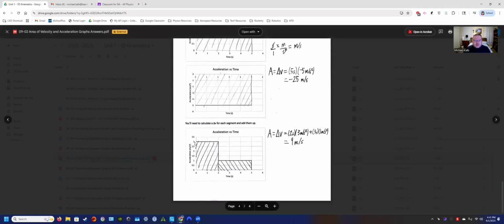And here we have an object that first accelerates at 3 meters per second squared for 2 seconds. Then its acceleration decreases and it only accelerates at 1 meter per second squared for 3 seconds. The change in velocity is just the area of these two rectangles made by drawing a line down to the time axis. So this rectangle has an area of 6, and this rectangle has an area of 3. So the total area and the total change in velocity is 9 meters per second.